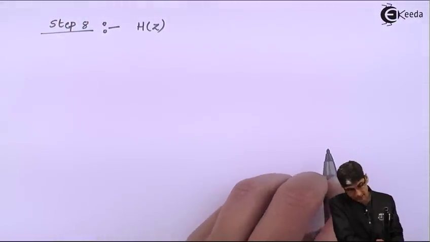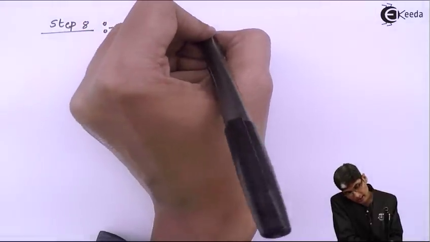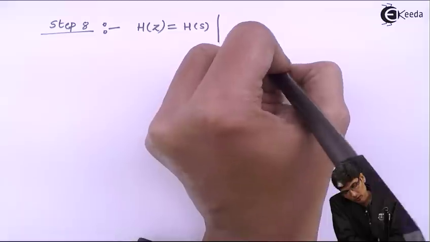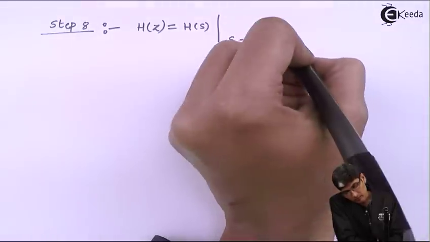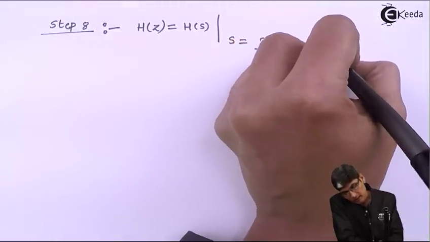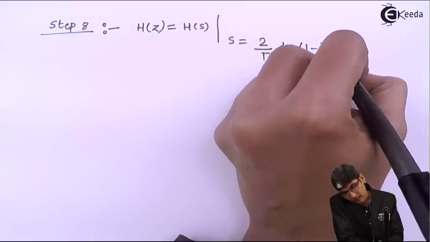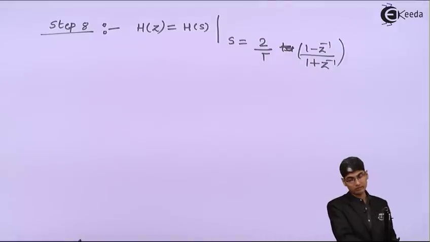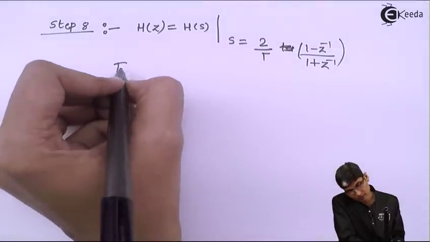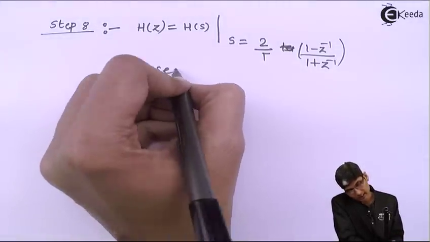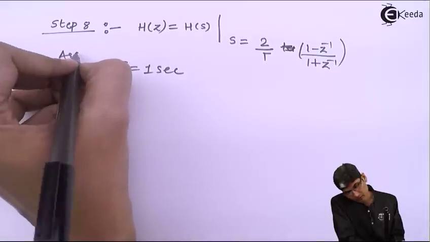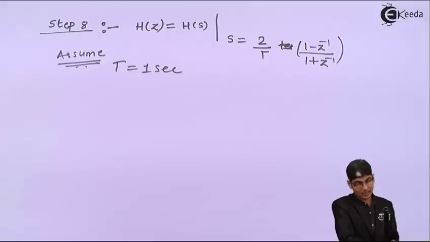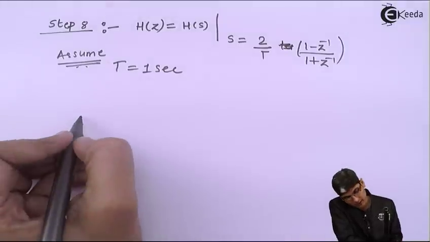Now h of z is equal to h of s in bilinear transformation, if I replace s by 2 by t, 1 minus z inverse upon 1 plus z inverse. So I need to replace my s's by 2 by t, 1 minus z inverse upon 1 plus z inverse, and we will assume t to be equal to 1 second because the sampling frequency is not given. So let us assume t is equal to 1 second, and let us substitute and give the final result.